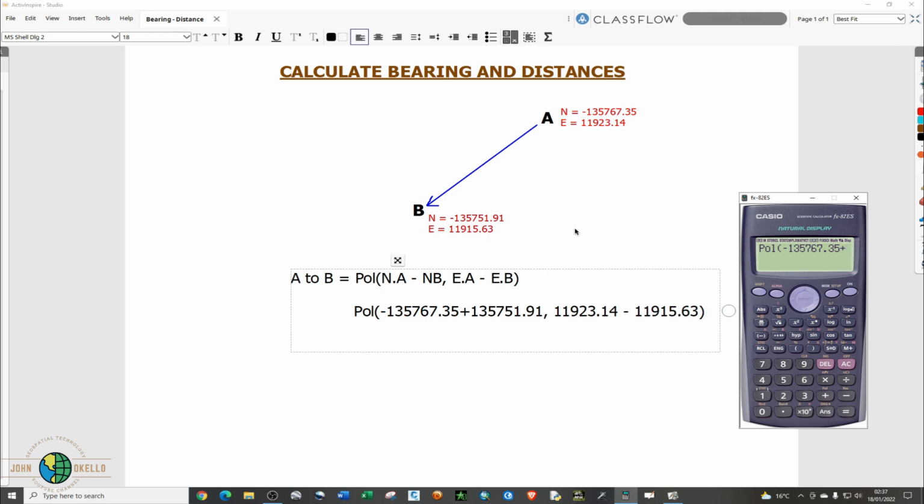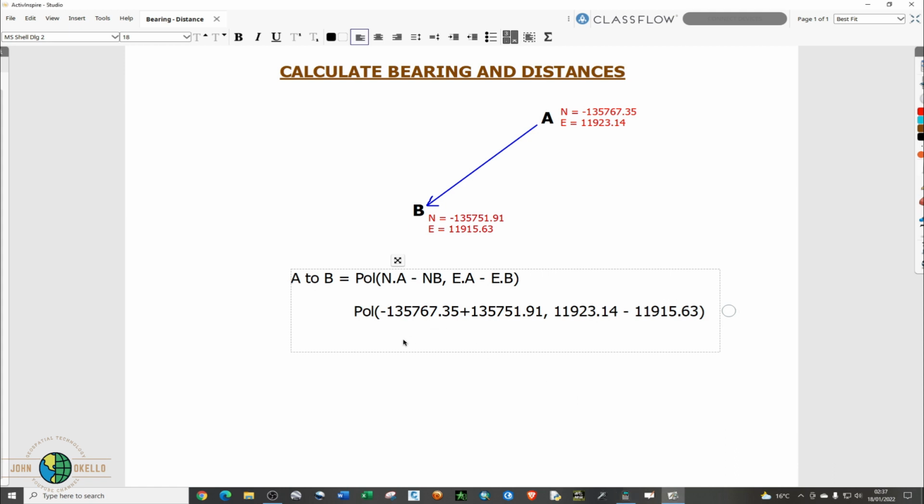So just going to put 135,751.91, then comma, the easting of A is 119.23.14 minus 15.63, like that, it equals, so it's 17.17 meters.